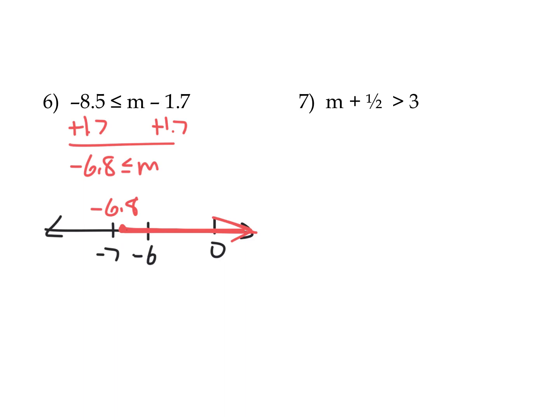All right, our next example, we're going to subtract 1/2 on both sides. Subtract 1/2. M is greater. 3 minus 1/2 would be 2 1/2. So we'd have m is greater than 2 1/2.